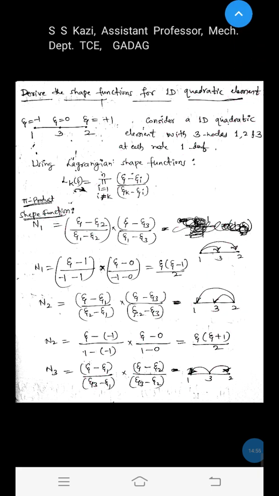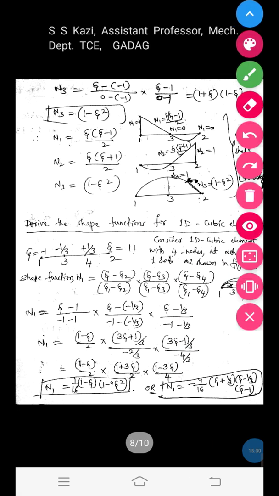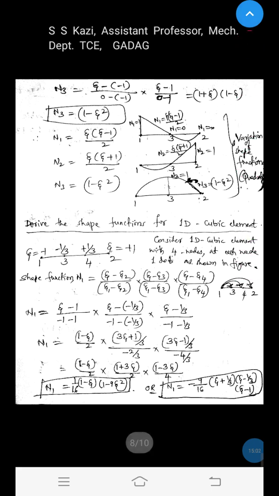Like this also you can do. This is how you can derive the shape functions for the 1D quadratic element. It is very simple, my dear students. In previous Visvesvaraya Technological University question papers, this derivation was asked for 8 to 10 marks.